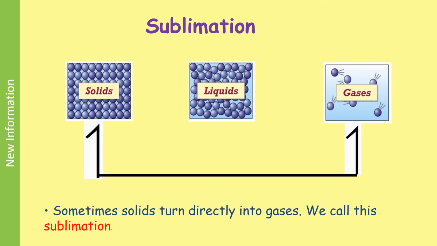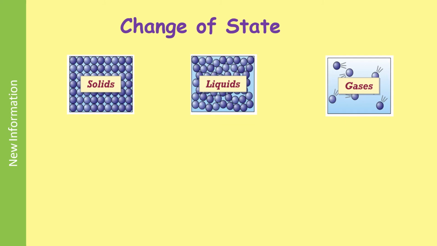There is also a special case where some materials change from being a solid to being a gas without the step in between of becoming a liquid. This is called sublimation, and an example of this is solid carbon dioxide at room temperature, what is sometimes referred to as dry ice. Now there are a couple of points about changes of state that you need to remember.